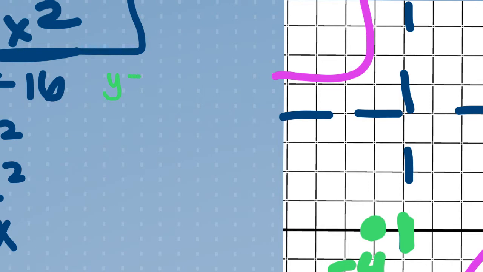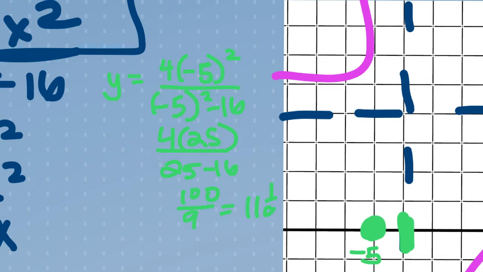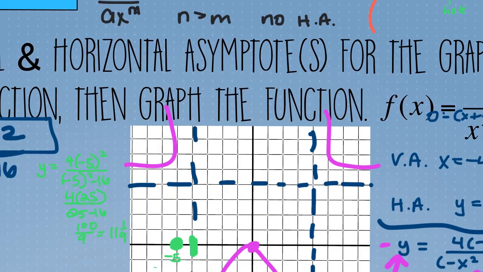So I would get y equals 4 times -4 squared over -4 squared minus 16. The 4 is the asymptote. I would get something that's undefined if I kept going. So I'll try -5 instead, and I get 4 times 25 over 25 minus 16, 100 over 9, which is 11 1/9. So confirming that I'm way up there at the top.